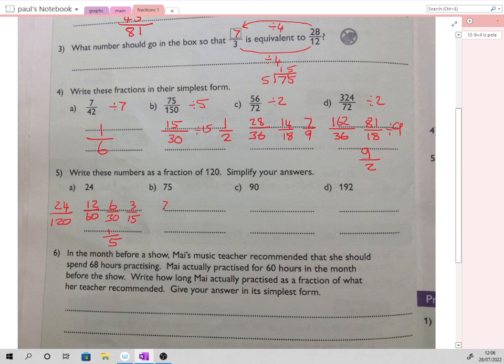75, so we go 75 over 120. Divide by 5. Now remember that 75 divided by 5 was 15. We've done that just now. 120 divided by 5. So 5s into 12 go 2 with 2 over, and 4 5s are 20. That's 24. 15 over 24.